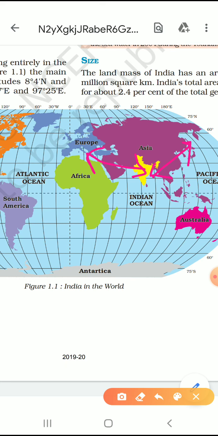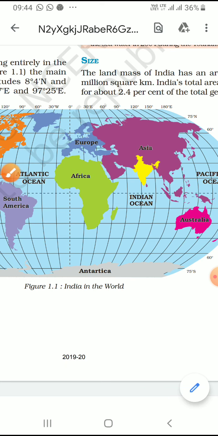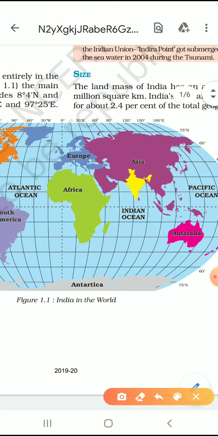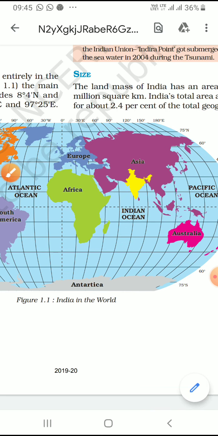Okay, now you will say why is the Indian Ocean named as Indian Ocean? That is because India protrudes, you can see India is coming out into the ocean, it is protruding in the ocean, and that's why the Indian Ocean has been named after India. Understood, children? Let us move forward.